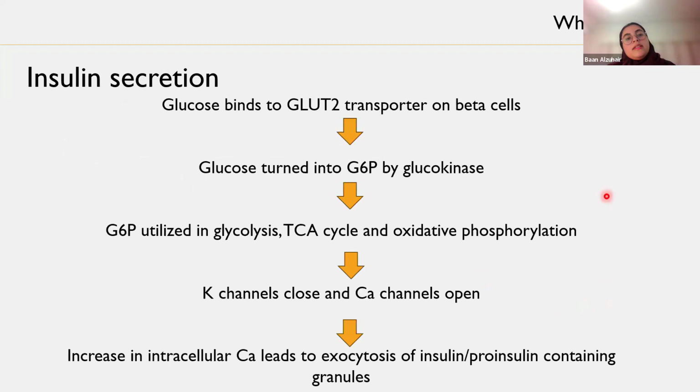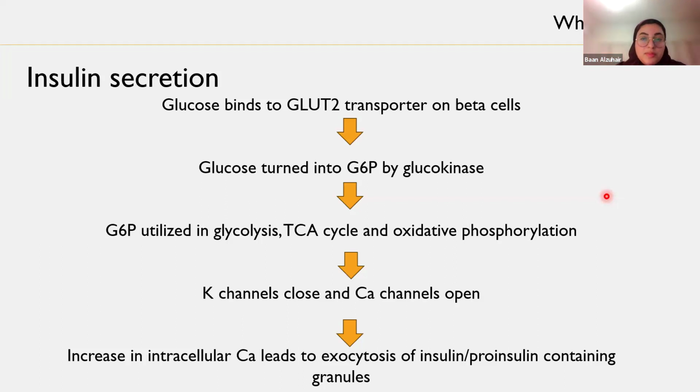Okay, so insulin secretion. How does insulin get secreted? How is it stimulated? The main stimulation for insulin is glucose or blood sugar levels. So glucose binds to a transporter found on the membrane of the beta cells. This transporter is called GLUT2, okay? Once glucose binds to this transporter, it gets taken inside the cell and it gets turned into G6P or glucose 6-phosphate by glucokinase. This is the enzyme that turns glucose into glucose 6-phosphate.